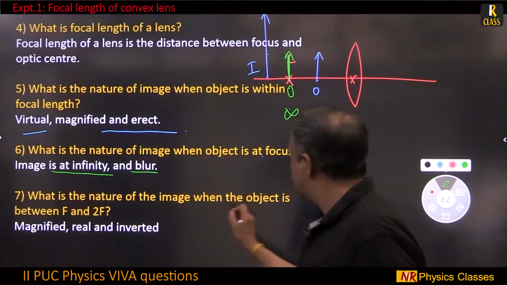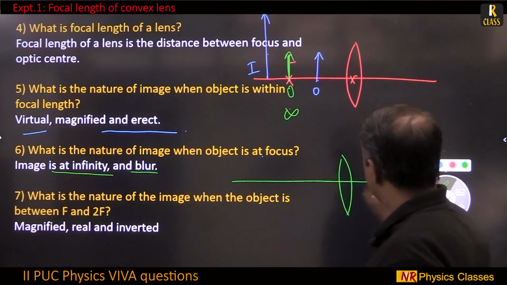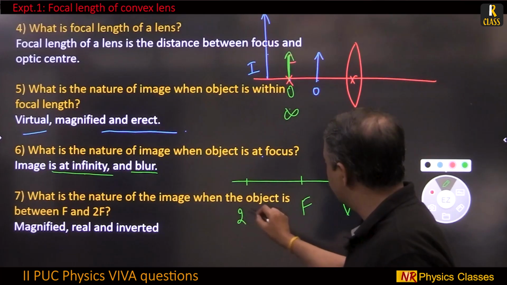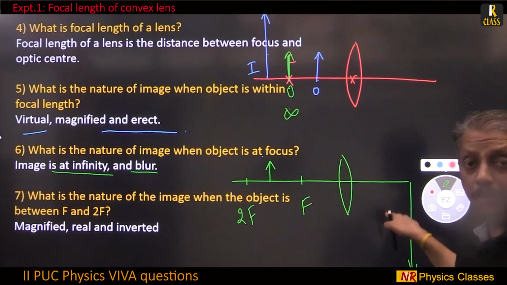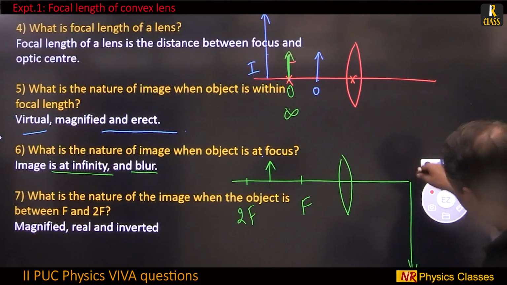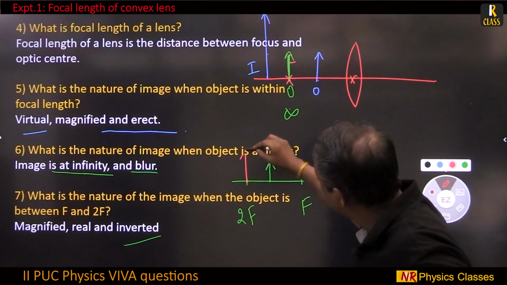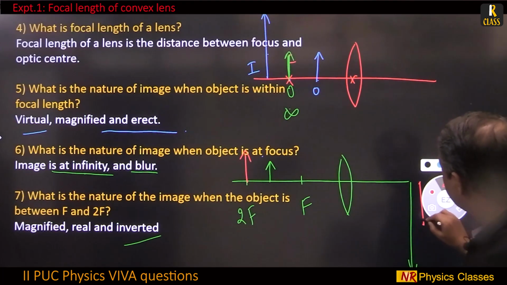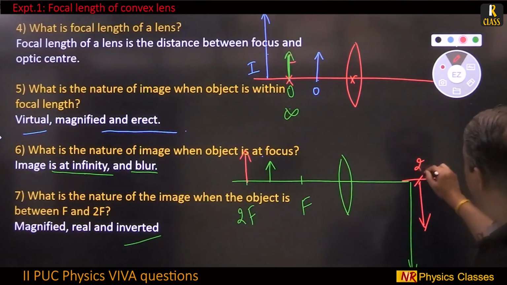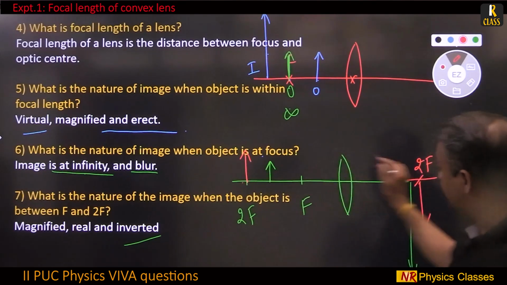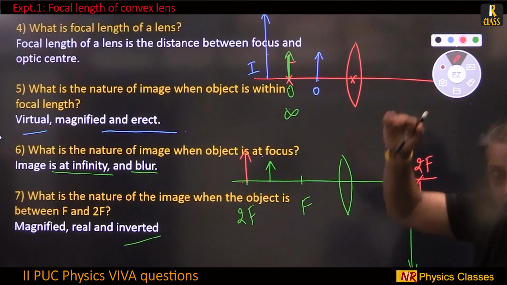What is the nature of the image when object is between f and 2f? Now, two more. This is the lens. This is f. This is 2f. If object is here, we get magnified, real and inverted. If object is at 2f, image will be at 2f. Object is at 2f, image is at 2f. Object between f and 2f, image is inverted, magnified and real.